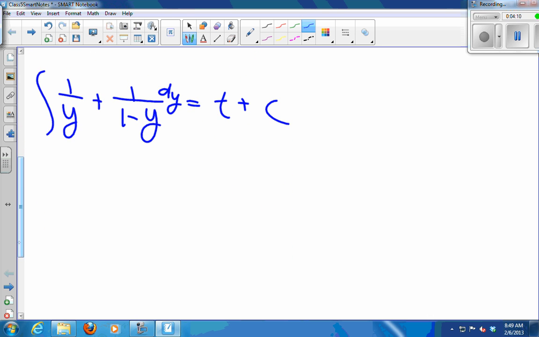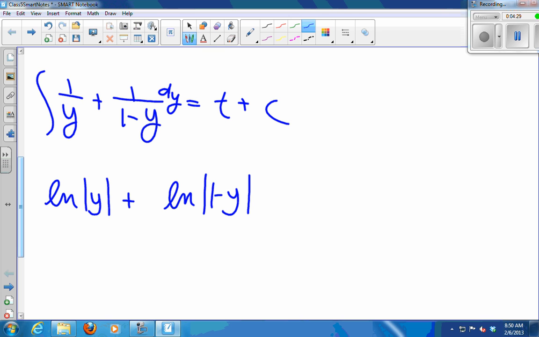Okay, so then you can integrate each of these separately. The integral of 1 over y is the ln of the absolute value of y. The integral of 1 over 1 minus y would be the ln of 1 minus y. But then you have to account for the chain rule when you go backwards, so I have to put a negative here. If you wanted to do that formally, you would do that with the w substitution, right? Let w be 1 minus y, and you'd end up with the negative in there. That equals t plus c.